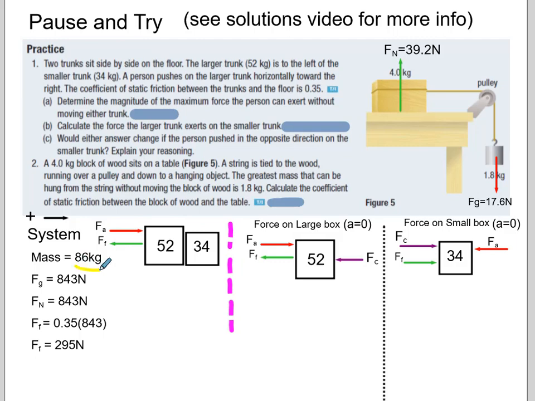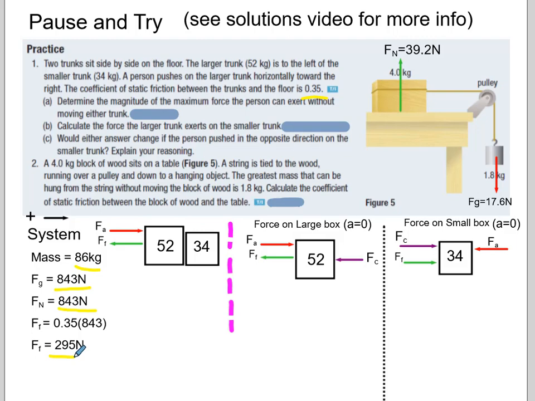I said as a system the combined mass is 86 kilograms. That means my Fg, multiplying the 86 by 9.8, is 843 newtons, which means my normal force is the same because these aren't moving in the vertical direction. If I apply the coefficient of friction, which was given, I get a force of friction of 295 newtons.